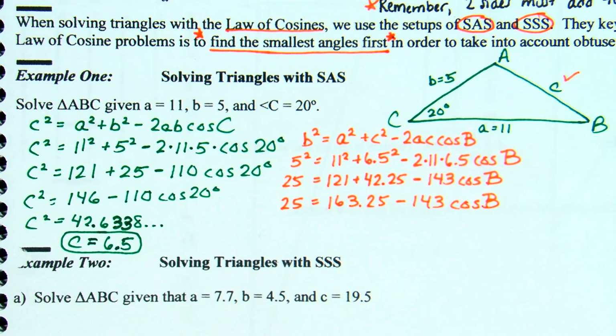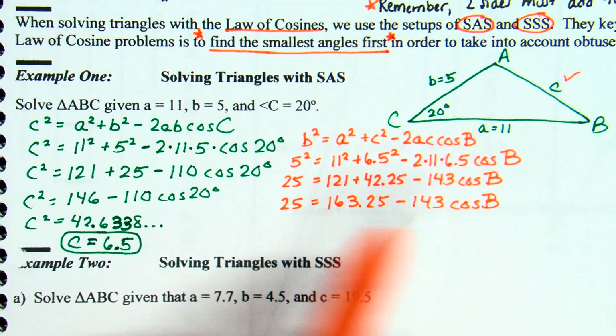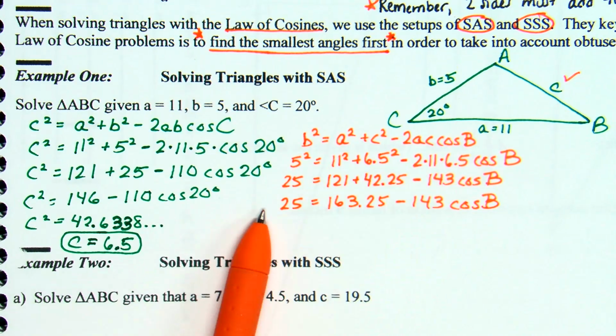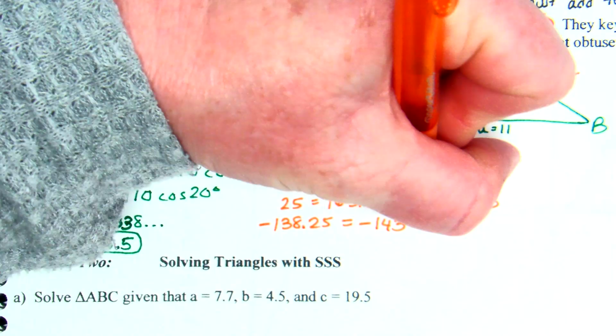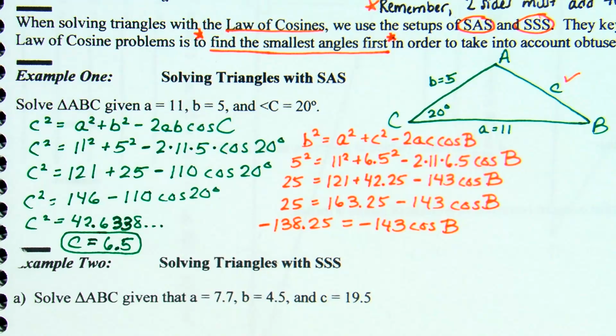I know Hansa talked about taking the cosine B to the left. I'm just going to leave the minus 143 cosine B here and subtract the 163.25 over. Does that make sense? So if I subtract that over, what is 25 minus the 163.25? Negative 138.25. That is equal to negative 143 times cosine B. Yes, I subtracted over the 163.25.